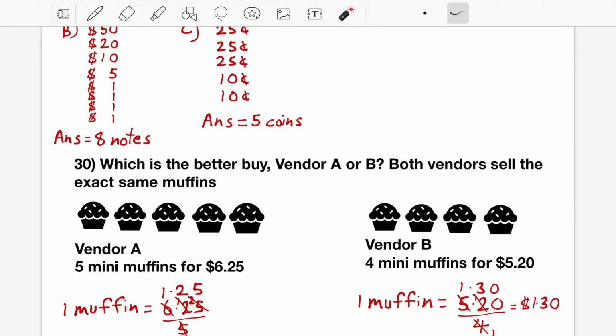Number 30, we have a Best Buy question. So we are going to find the unit price, or the price of one muffin, by vendor A and compare it to the price of one muffin by vendor B. So once we have the price for the same amount of items, then we can compare the prices.